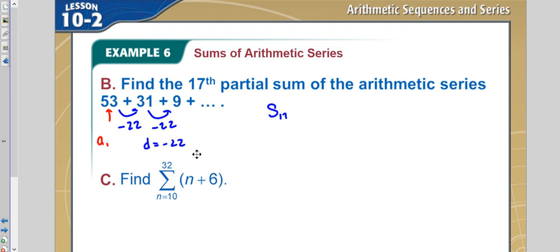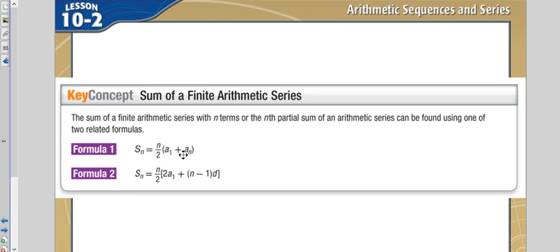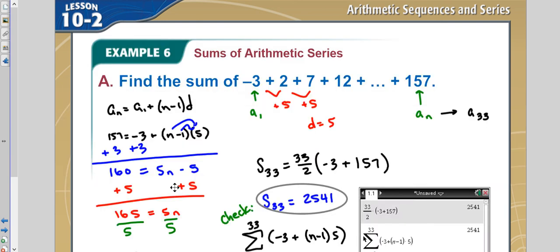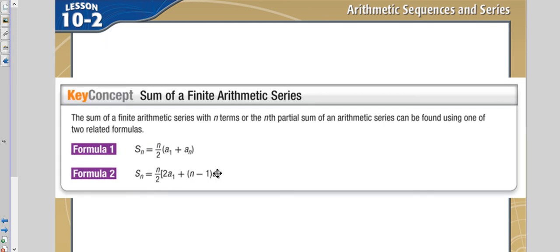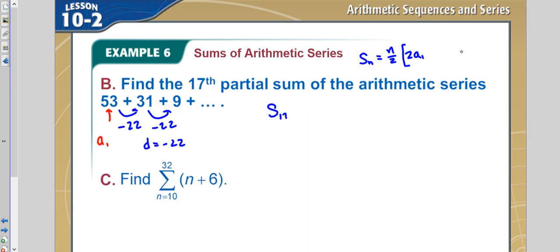So we have our first term and we have our difference. If you go back to the formulas, you'll see that if you have a difference and your first term, you probably want to use this formula. So let's copy that over here. We know that S of n equals n over 2 times, they use that bracket, 2 times the first term, and then remember over here they say n minus 1 times d, a lot like the explicit formula.